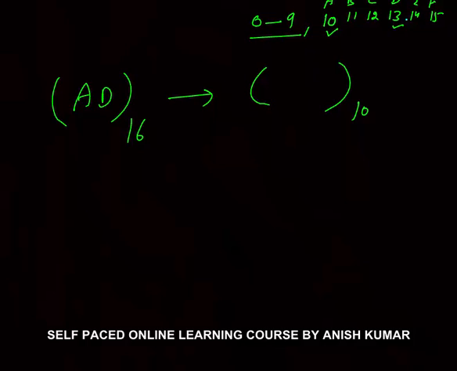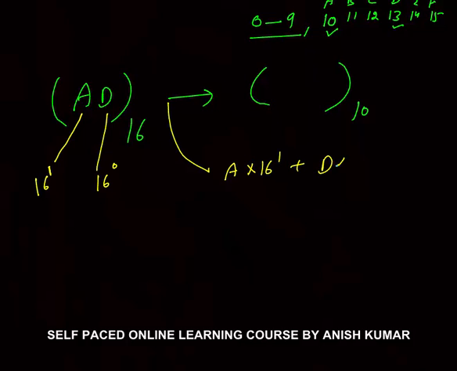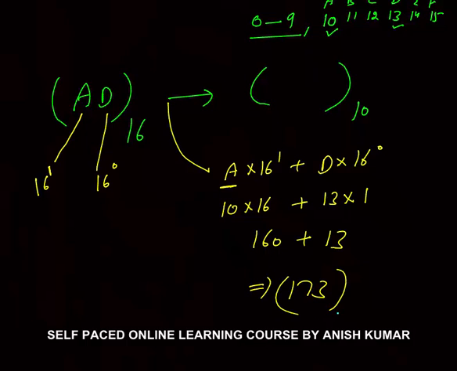So again, you want to convert this number into base 10, you have to expand this number in powers of 16. So I will multiply this D, the unit digit, with 16 power 0, and A with 16 power 1. So what will my answer be? A into 16 power 1 plus D into 16 power 0. A means 10, 10 into 16 is 160, plus D means 13, into 16 power 0, which is 1. So 160 plus 13, you will get 173 in base 10. That will be your final answer.